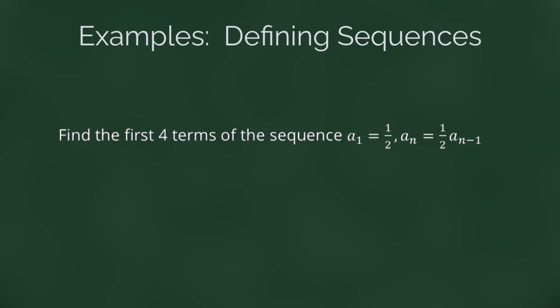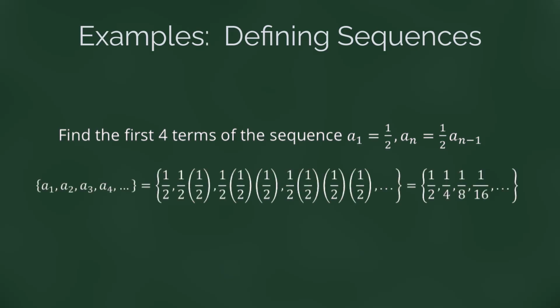Alternately, we could consider a sequence defined so that the first term is 1/2, and then each successive term is defined in terms of the one before it, so that a sub n is half of a sub n minus 1. Notice then that that gives us the sequence a sub 1, a sub 2, a sub 3, a sub 4 equals 1/2, 1/2 times 1/2, 1/2 times 1/2 times 1/2, and so on, which actually gives us the same sequence we saw in the previous example, just defined in a different way.